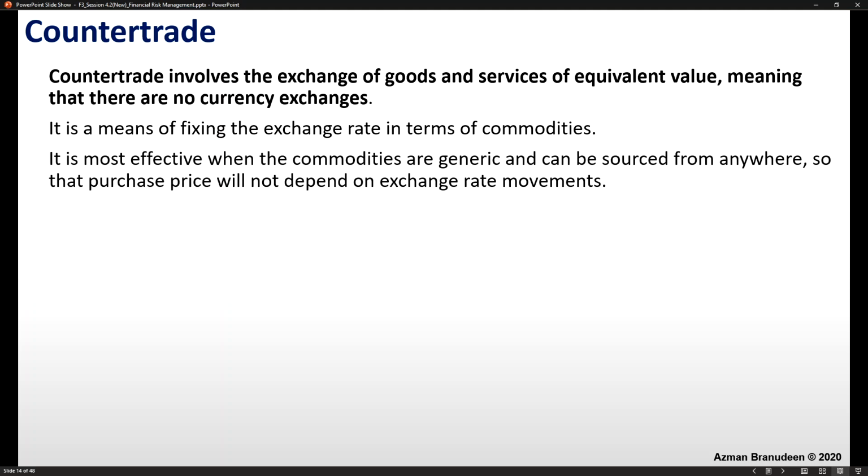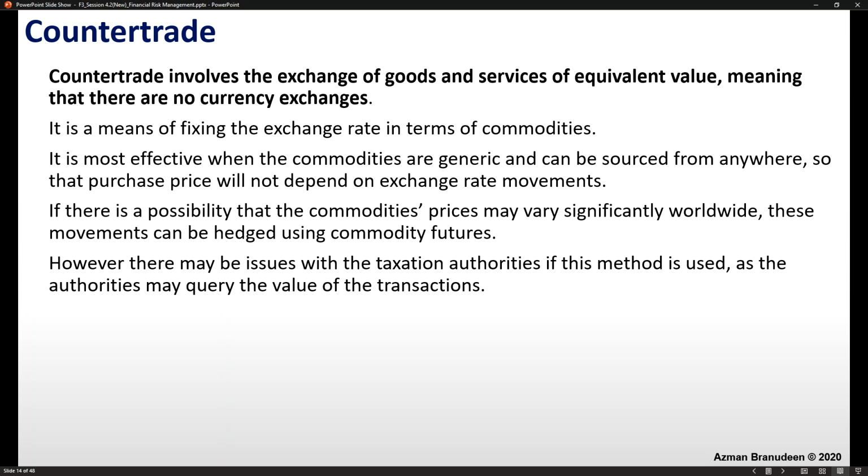It is a means of fixing the exchange rate in terms of commodities, and it is most effective when the commodities are generic and can be sourced from anywhere, so that purchase price will not depend on exchange rate movements. Now, if there is a possibility that the commodities price may vary significantly worldwide, these movements can be hedged using commodity futures. However, there may be issues with the taxation authorities if this method is used, as the authorities may query the value of the transactions. So that is the only sort of hiccup. But if you can really get into an agreement with all the parties involved, this is one efficient way without cash exchanging hands, get something done.